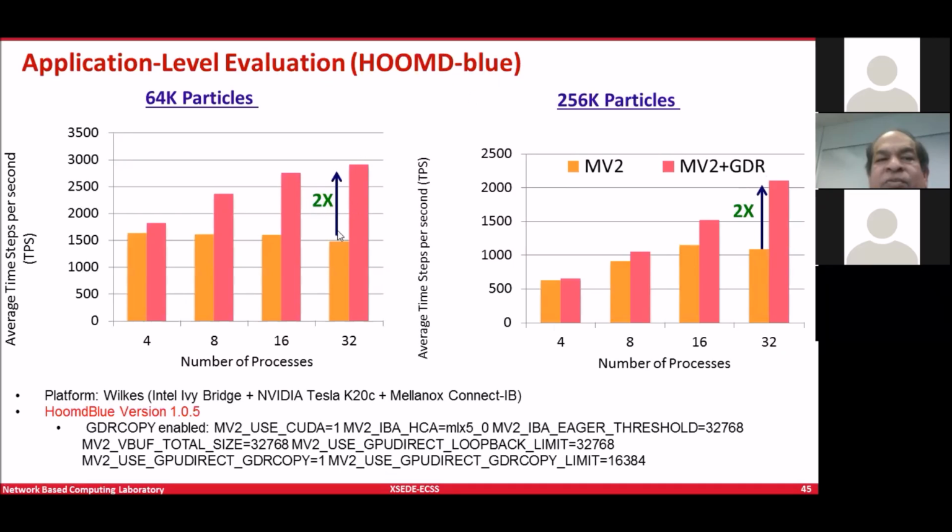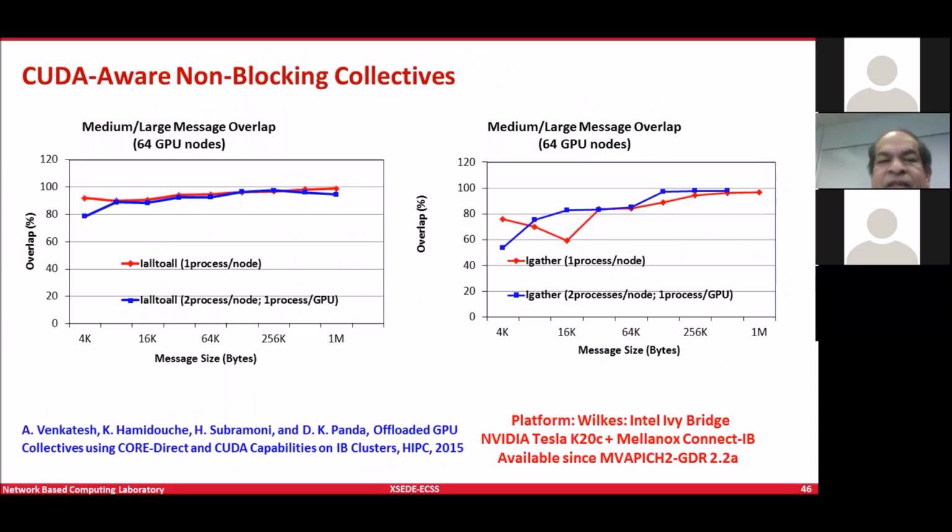This is HOOMD-blue, which is a molecular dynamics application. Here you can see, compared to the basic design, the MVAPICH2-GDR gives almost a factor of 2 improvement. And those are the point-to-point kind of things.